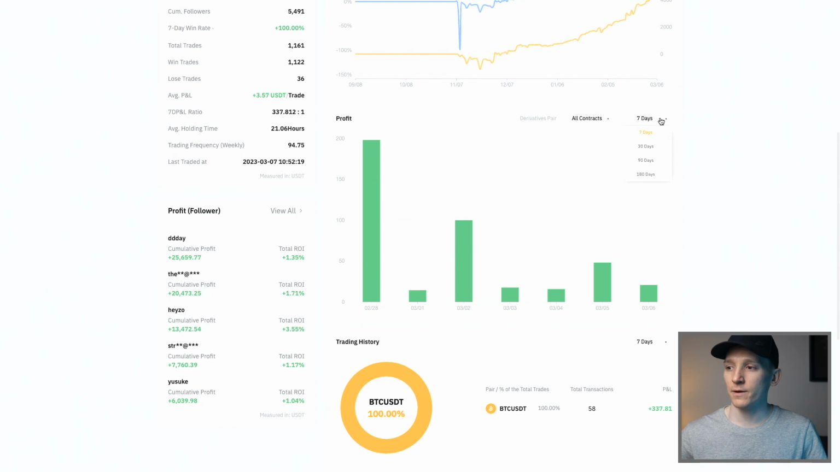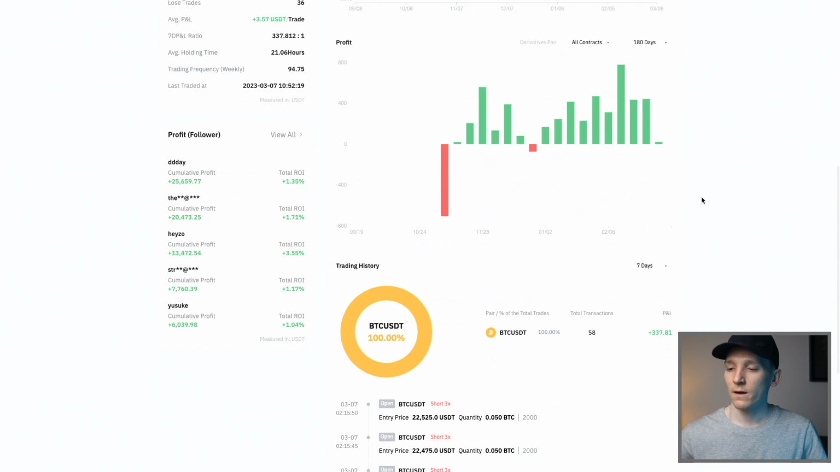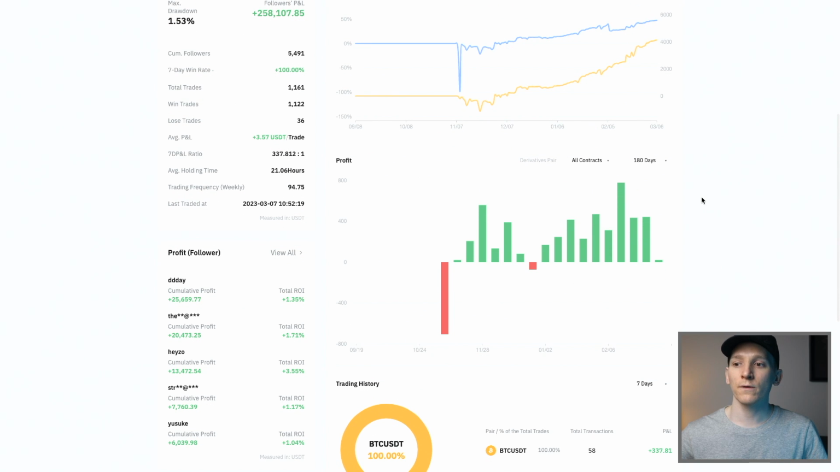So again, I'm going to go to profit here, 180 days, and we see a loss right here. But then after that loss, pretty much everything else has been in the green. So what we can see is the type of trades that they're getting into. So that's important for me as well.